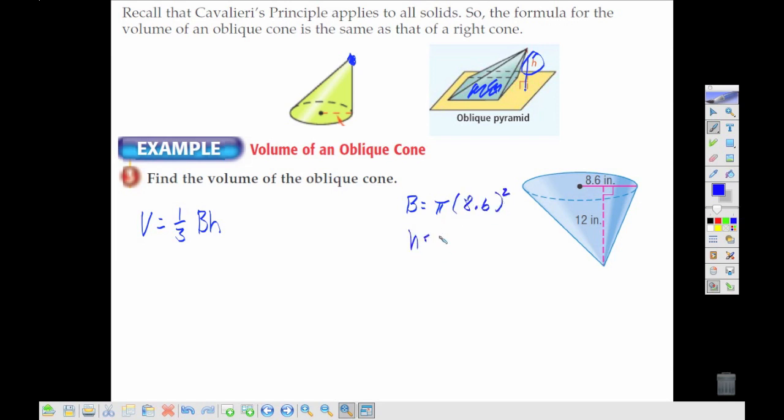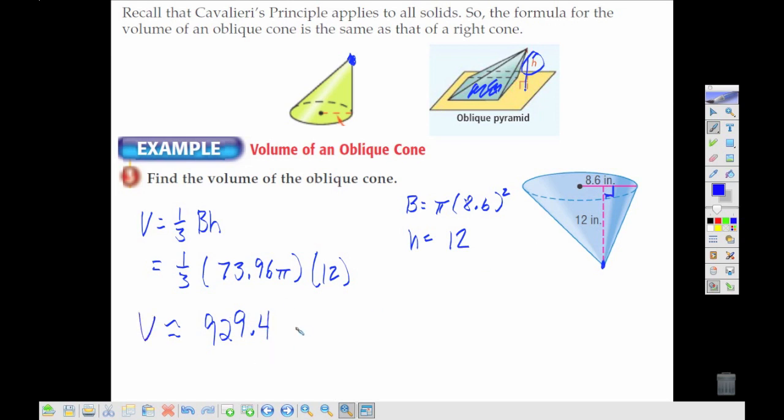And our height, since we're looking where it's perpendicular here, we're going to the vertex down here, so the height is 12. Plugging those values in, we're going to have 1/3. This will work out to 73.96 pi times 12, which comes to about 929.4, and our units would be inches cubed.